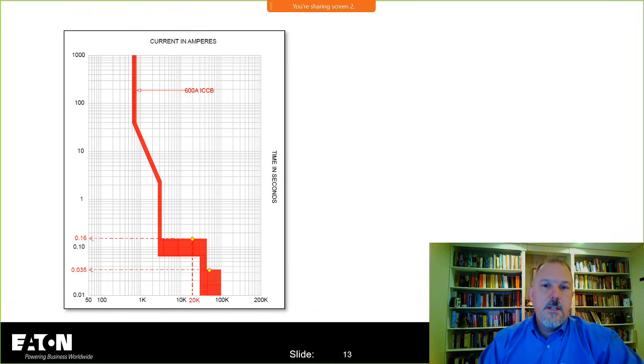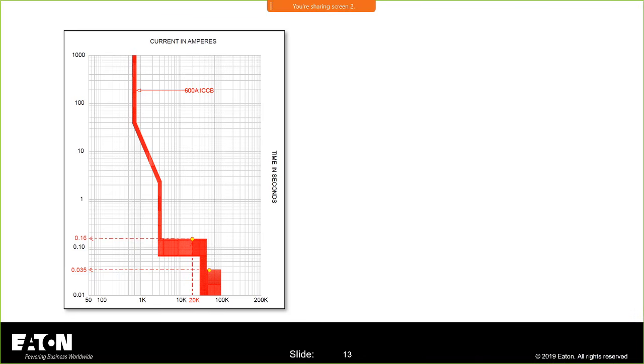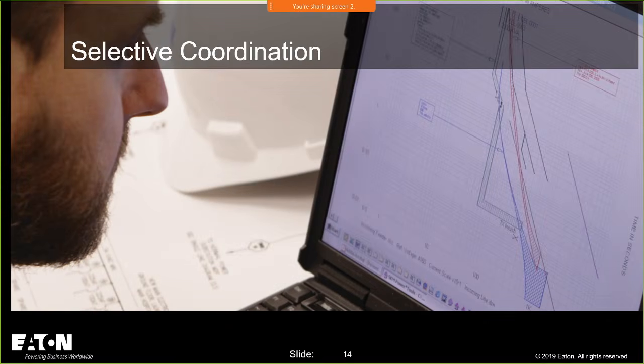But in any case, the TCC curve gives you current and time, and I can tell how long it takes for this breaker to trip when I pass any amount of current through it, as long as I can plot it on this screen. Okay, so that is what we call the time current characteristic curve. So that should give you an understanding as we walk through this presentation. We're going to be showing those curves.